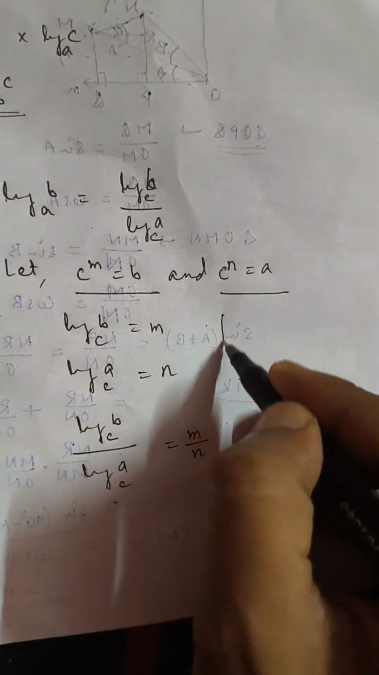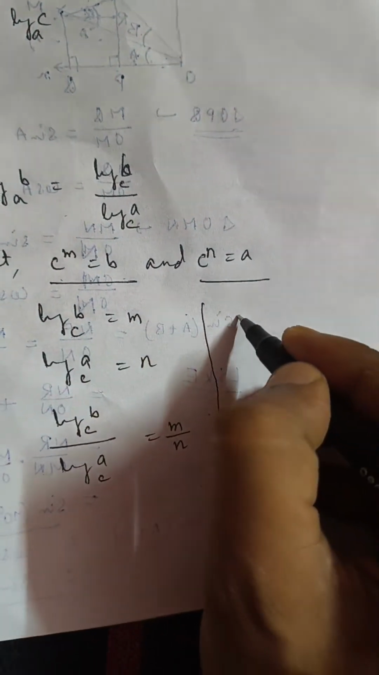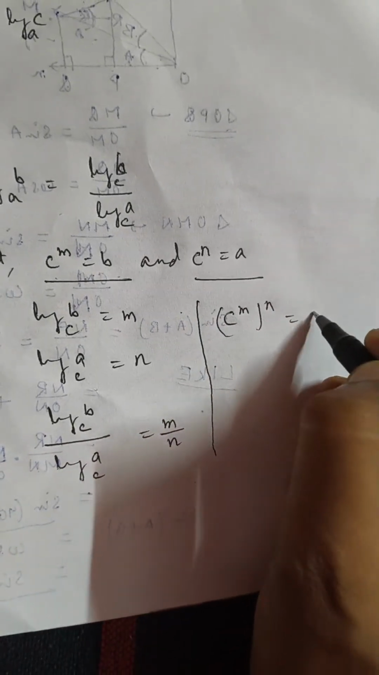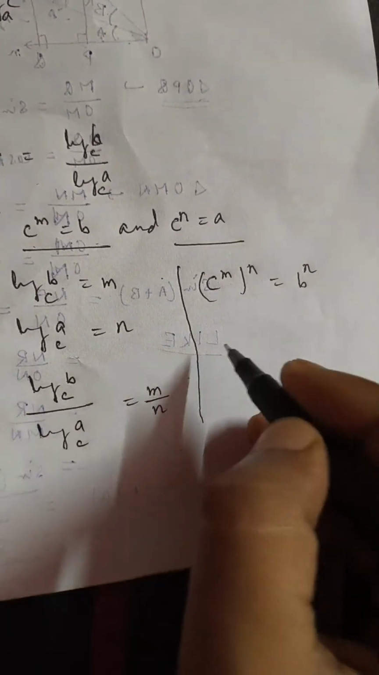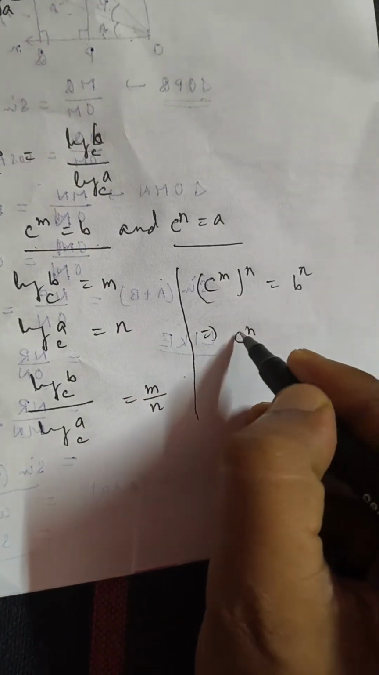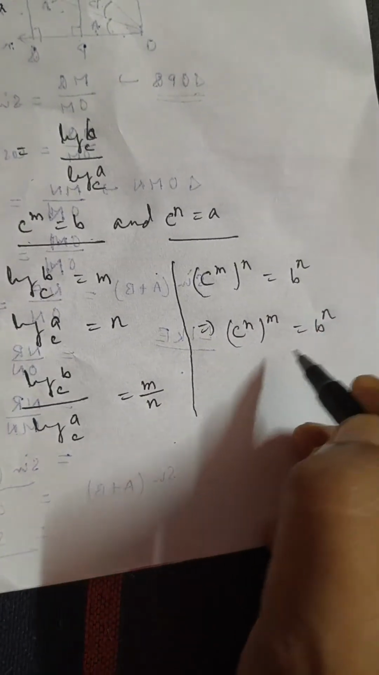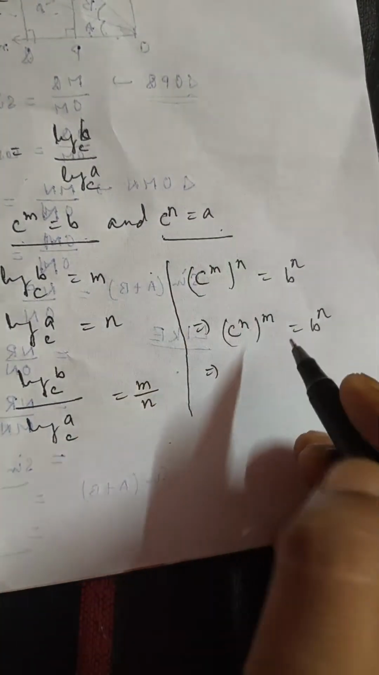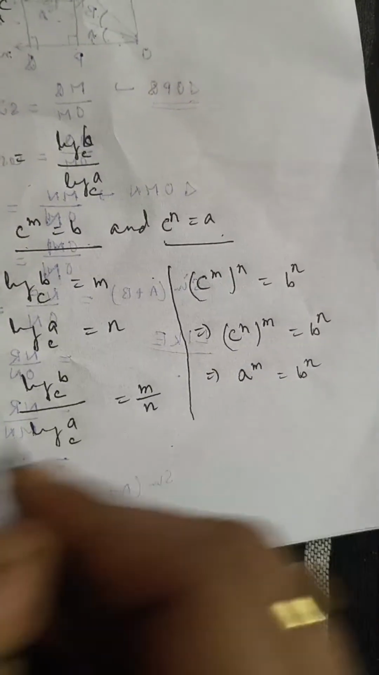If we replace this, we will take the nth power on both sides. We will get c to the power m to the power n is equal to b to the power n. You can write it down by interchanging this: c to the power n to the power m is equal to b to the power n. Here if we replace c to the power n is equal to a, we will get a to the power m is equal to b to the power n.